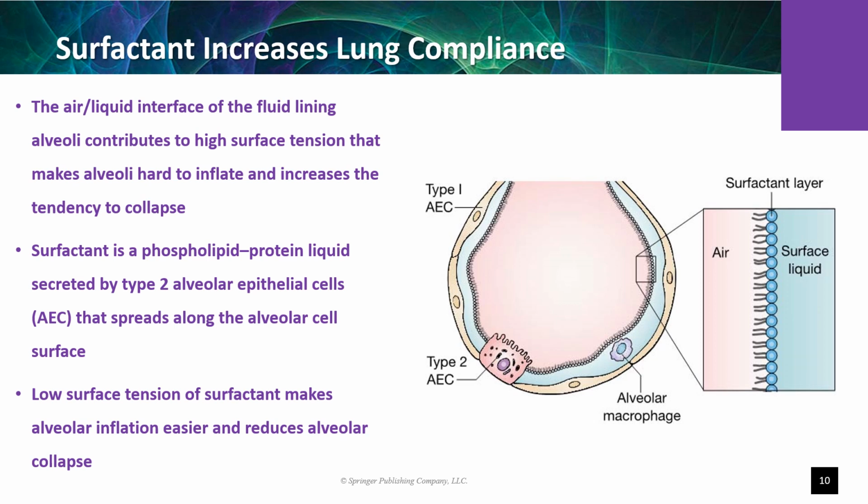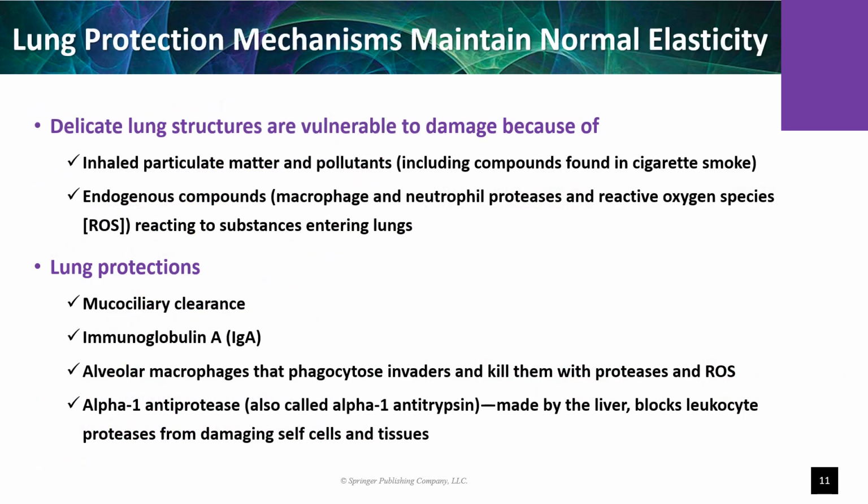The type 2 AECs synthesize and secrete surfactant, which is a fluid rich in amphipathic phospholipid molecules that spread out on the top of the fluid facing the alveolar air, greatly reducing surface tension and making alveolar expansion easier. These are mechanisms that help to protect the lung to maintain its normal elasticity.